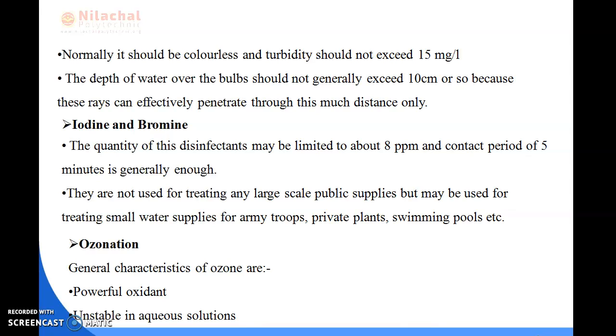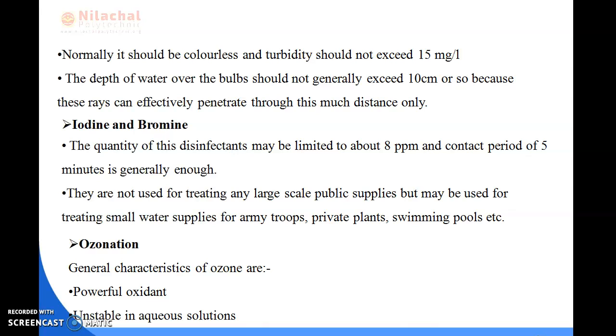Next is iodine and bromine. We can say that iodine and bromine are disinfectants of the water. We can use some quantity of iodine and bromine in the water, limited up to 8 ppm, and the contact period is about 5 minutes. They are not used for treating large scale public supplies, but may be used for treating small water supplies for army troops, private plants, swimming pools, etc.